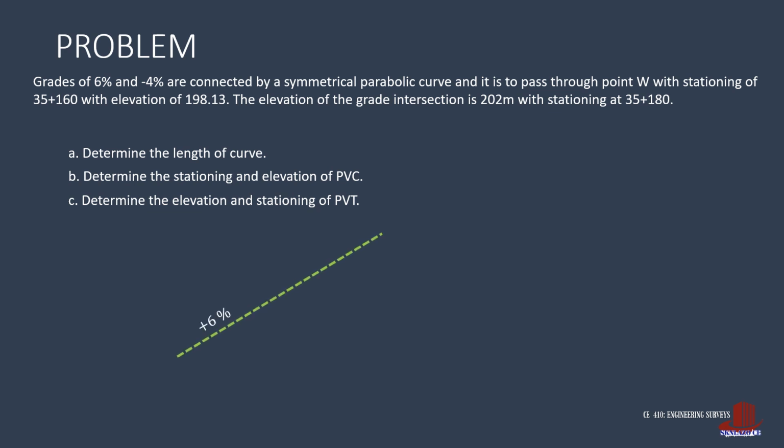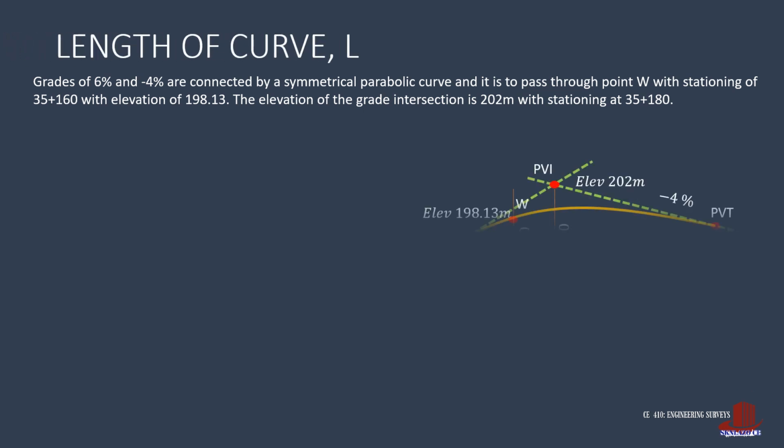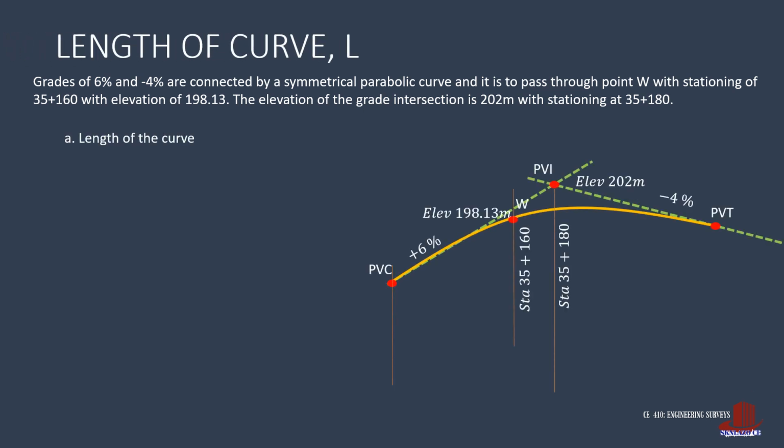A back tangent of positive 6% intersects a forward tangent of negative 4%. The point of intersection is also elevated at 202 meters in station 35+180. Besides this point, another is also specified at elevation 198.13 and station 35+160. This point is labeled W. The first one to tackle is the length of the curve.